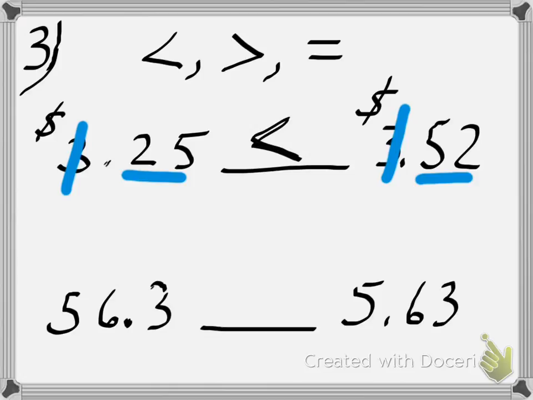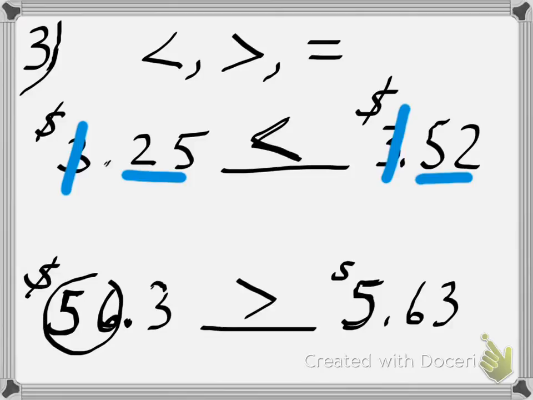For our next one, we're comparing like terms, so this one has both tens and ones. This one only has ones. So this one would be $56.30, 3 dimes. This one would only be $5. So 56 is automatically greater than 5. So the same, but the decimal point gives a different value. This 5 has a value of 50, where this 5 only has a value of 5, and 50 is greater than 5.